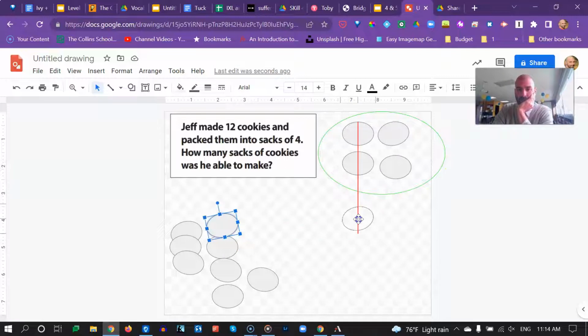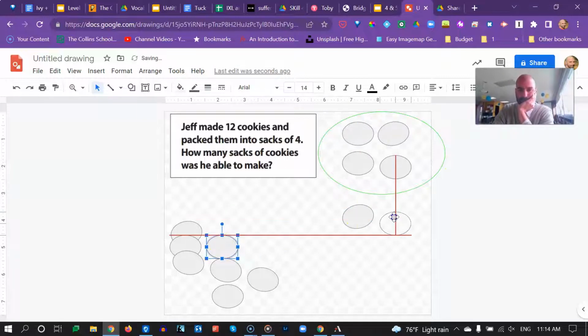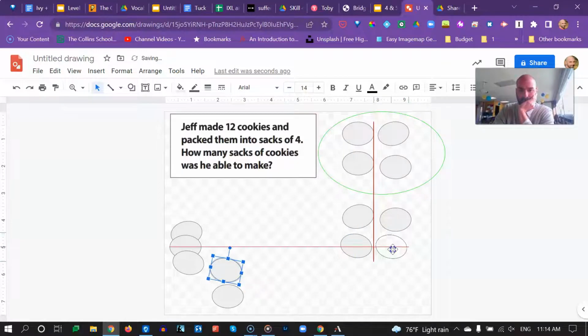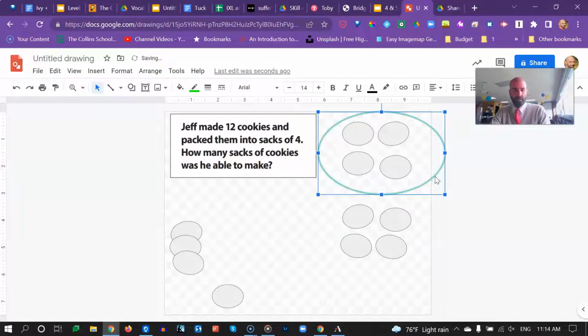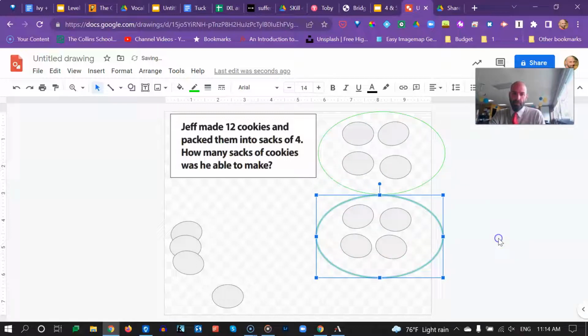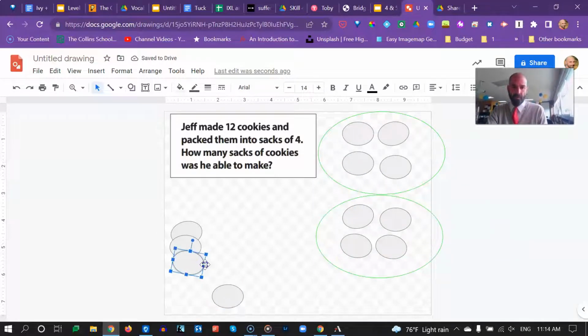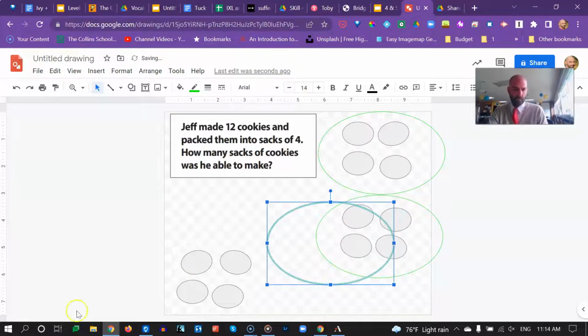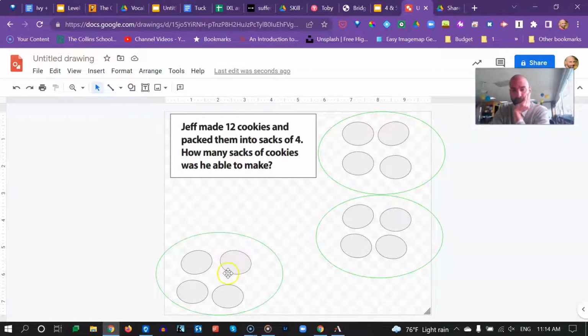So now I'm going to do another sack. Okay, and now I have a second sack filled with 4 cookies. And I have 4 left over, and so that goes into yet another sack. But that's my 3rd sack.